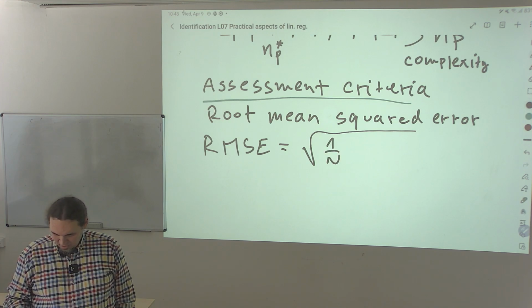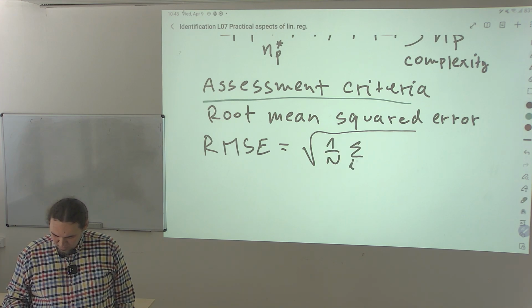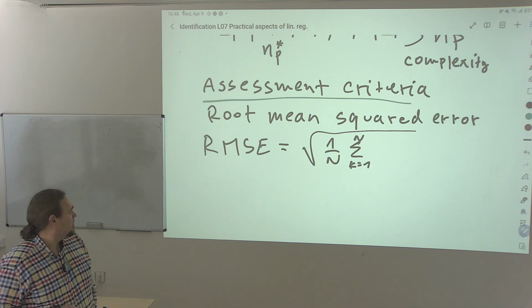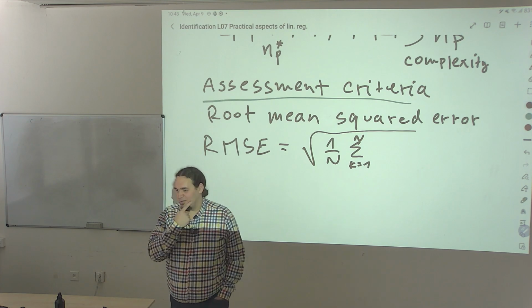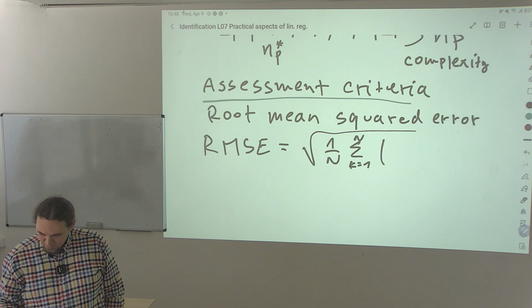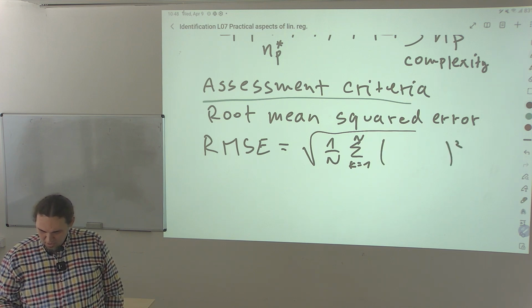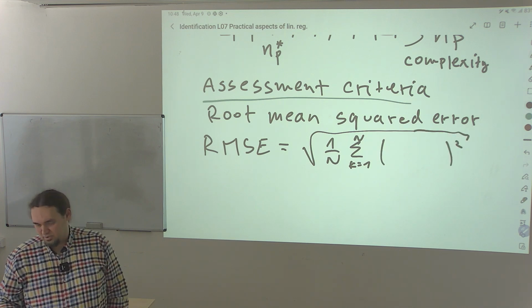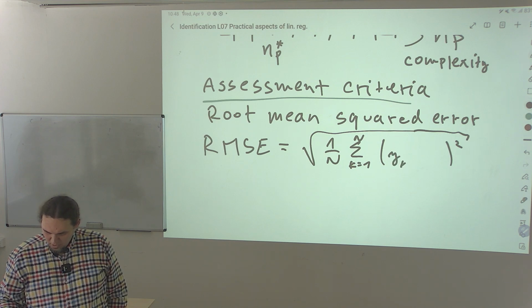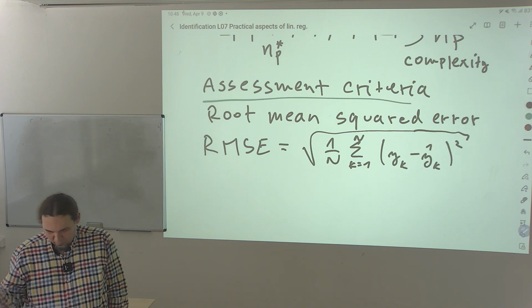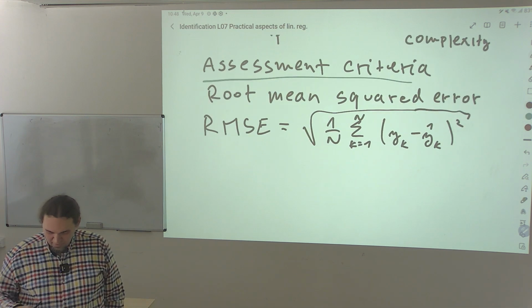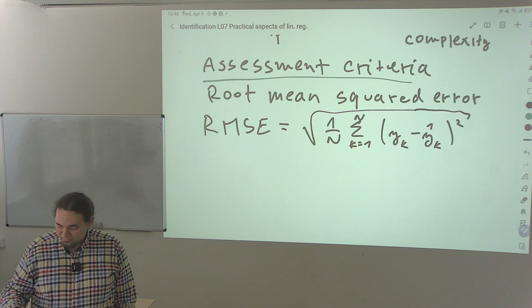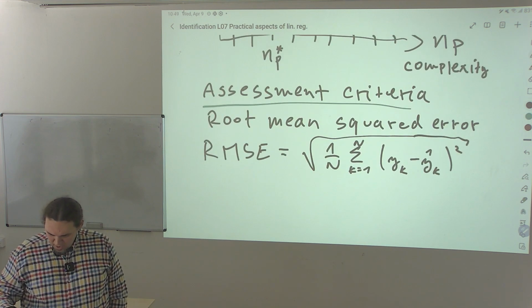So 1 over n, sum from 1 to n. And what are we summing? We are summing squares, squares of the error. So we have a square, and our prediction error is the difference between what we measured and what we predict. It's very easy. If you remember just RMSE, you can make it up.